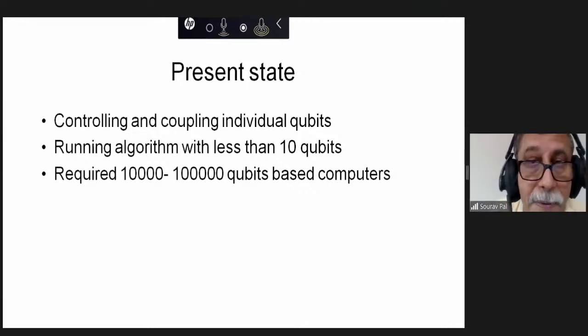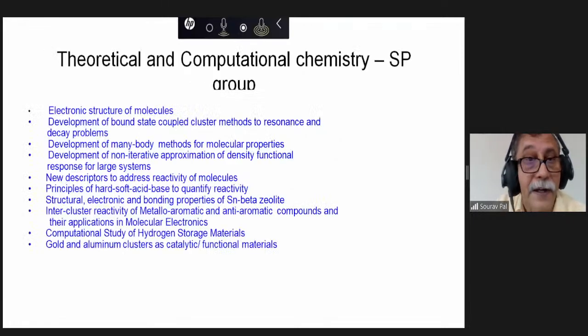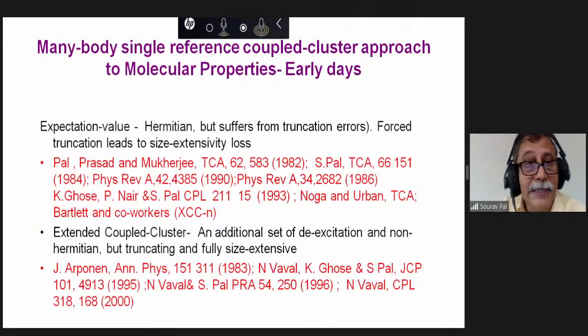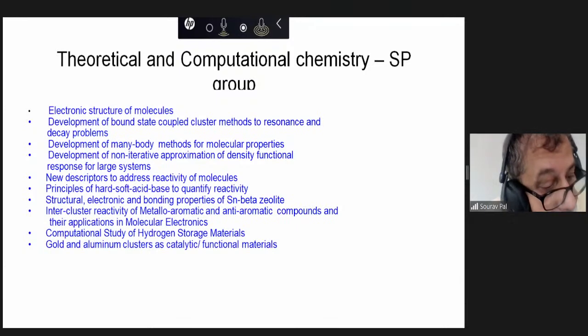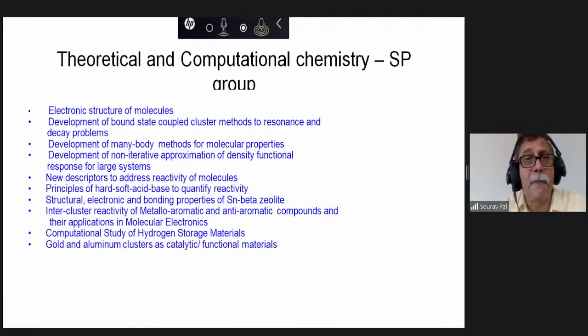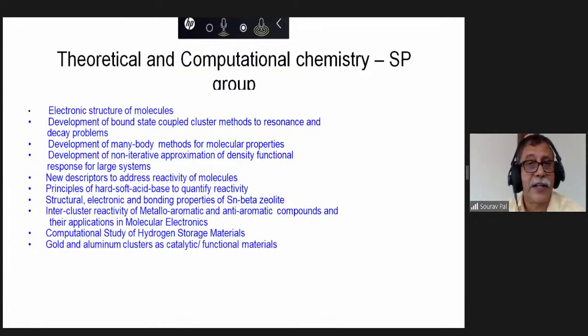And this is an engineering problem, a technological problem, which I'm sure the quantum technologists will be able to explain why this is difficult. Because of lack of time, I will probably very quickly talk about the research that we are doing, which will simply highlight the need of a quantum computer. As I said, I am primarily working on electronic structure of molecules.